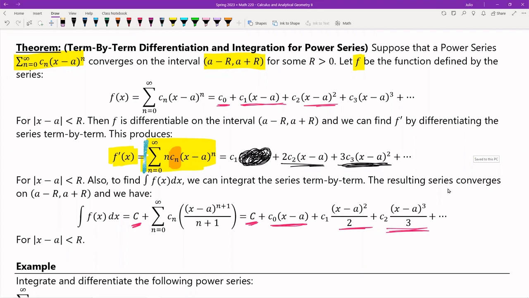Okay. But now look at the formula, the summation formula, this bit right here.